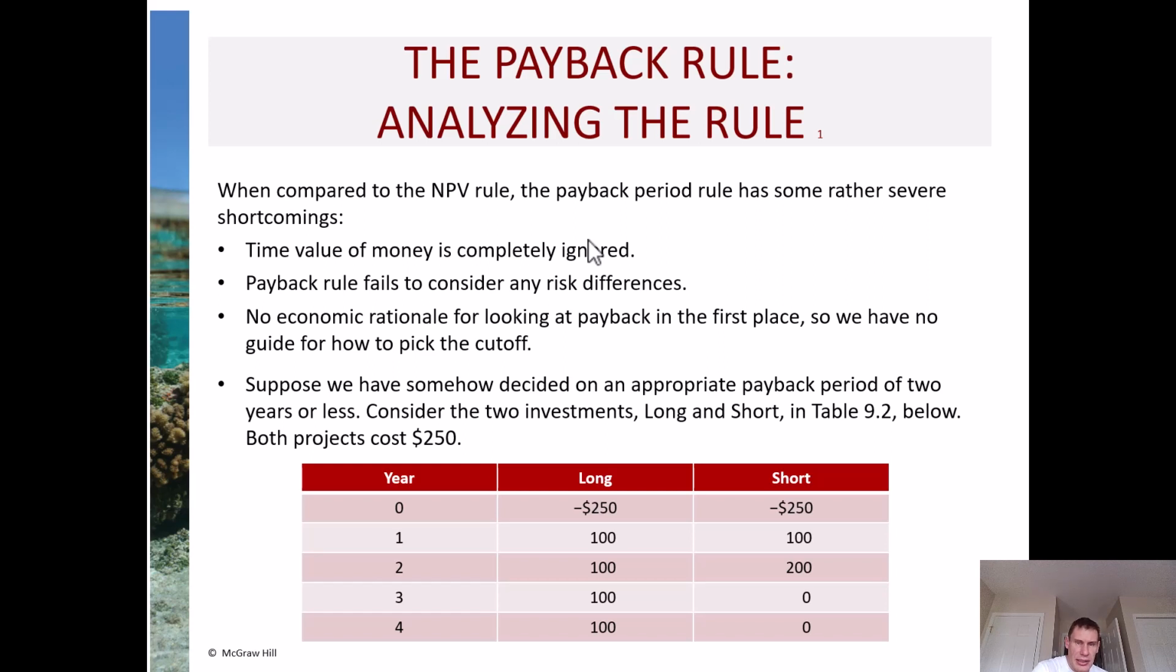Suppose we have somehow decided on an appropriate payback period of 2 years or less. If we look at these investments, long and short, we both spend negative 250. Short is going to get us to the payback period, right? So we would say, okay, we should invest in short, because we're looking for 2 years or less. But then what happens in year 3 and 4? Nothing. Whereas long takes a little longer to get there, no pun intended, but we end up making more money overall. Based on this rule, we would reject long and select short. So you can see how this is detrimental.